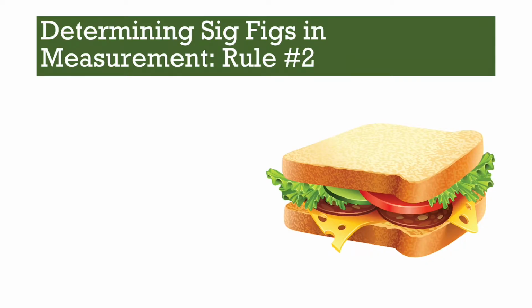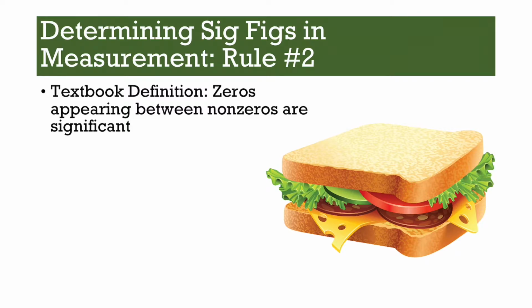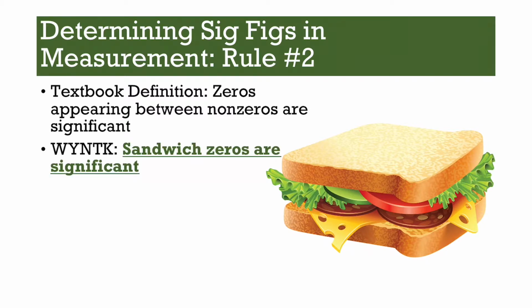Okay, so now that we've talked about non-zero numbers, let's talk about zero numbers. Well, numbers that are 0, so 0. So rule number 2 says zeros appearing between non-zeros are significant. So what you need to know is that sandwich zeros are significant. So what I mean by sandwich zeros is that the 0 that is in between two numbers that are not 0. Because it's stuck in the middle, it's sandwiched between two numbers that are not 0, we say that 0 is significant. There are 3 sig figs.